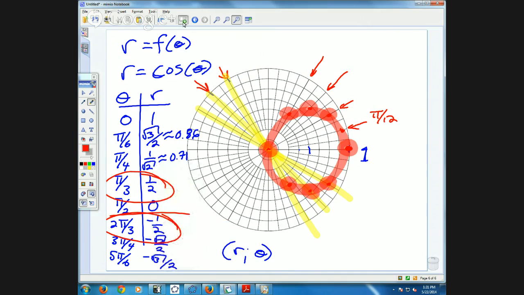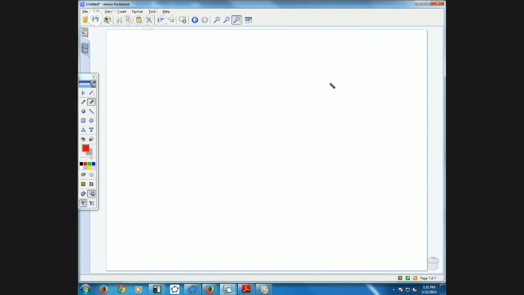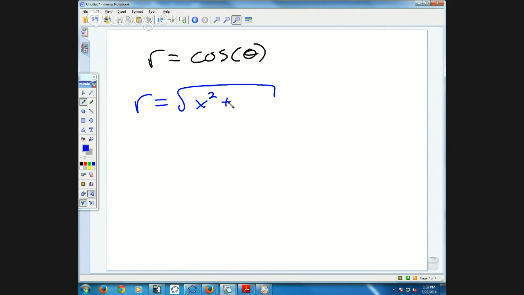So I'm going to prove this is actually a circle instead of just saying it looks circular. So we've got r equals the cosine of theta, and what we want to do is get rid of r and theta and replace them with x's and y's. And here's what I think we need to do that. I think we're going to use the fact that r equals the square root of x squared plus y squared, and then cosine is equal to x over r, but r is that square root.